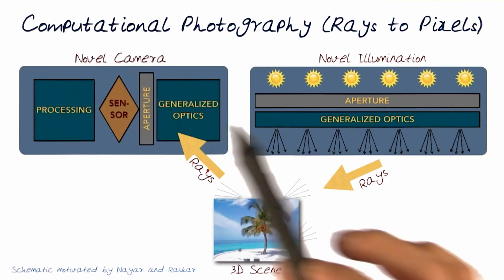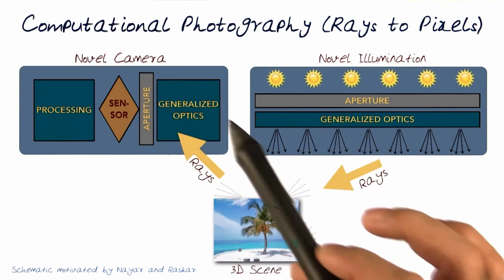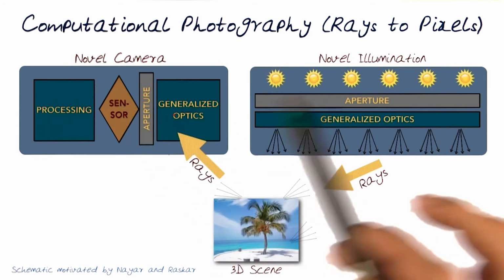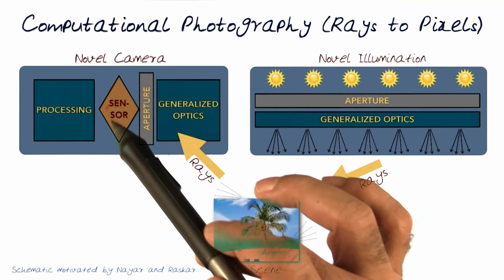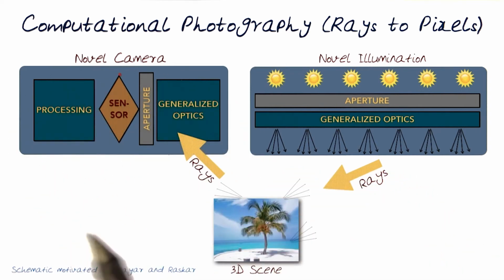and that's the one we want to capture. To this, we can actually create a novel camera, which basically again has some concept of generalized optics and aperture here. But now the reverse is going on. See, light was coming in here. Now light is going in through here, through the aperture into the sensor, where we can process it. So this is a novel camera.